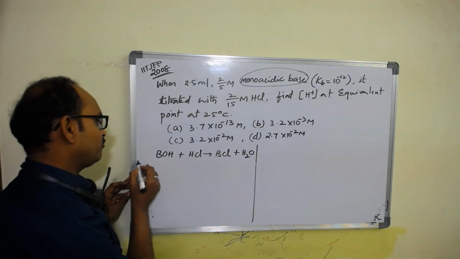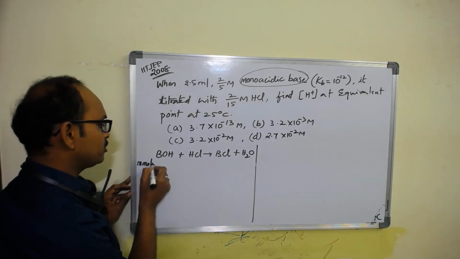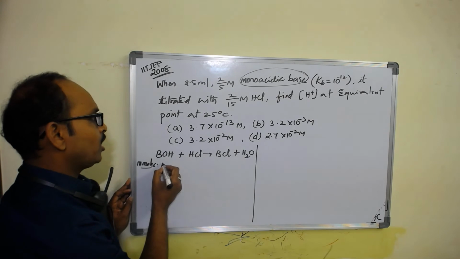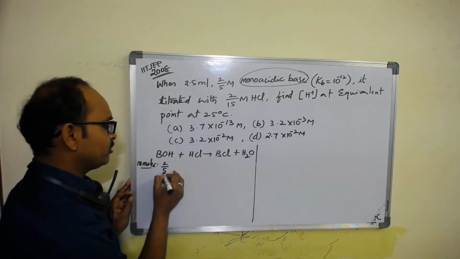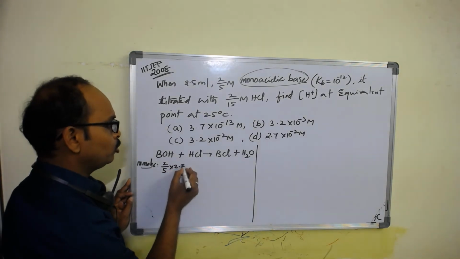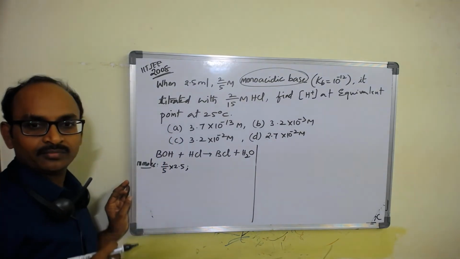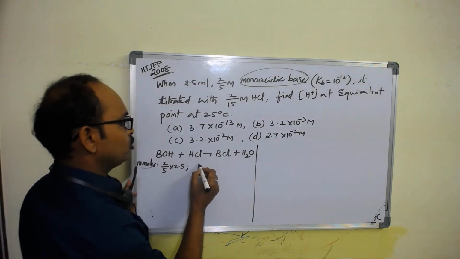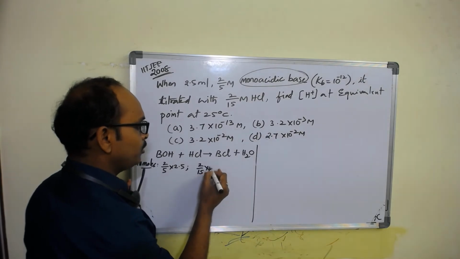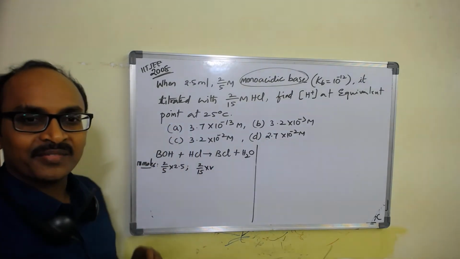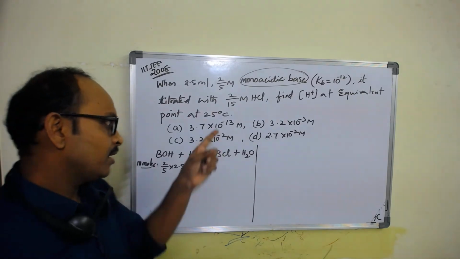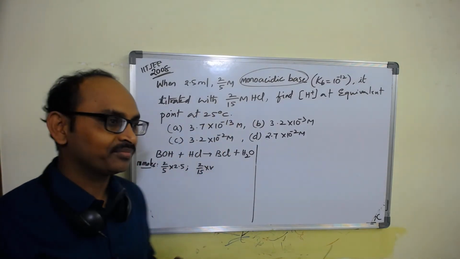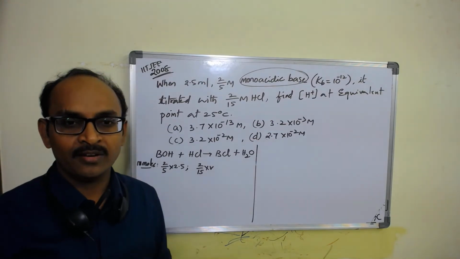Let's find the number of millimoles of this base. What is the number of millimoles? Molarity into volume, that is 2 by 5 into volume 2.5. And HCl, how much is this? It is 2 by 15 into volume, which is not given. Let's call this V. The volume of HCl that is reacted also has to be calculated. That's also very important, so let's call this V.